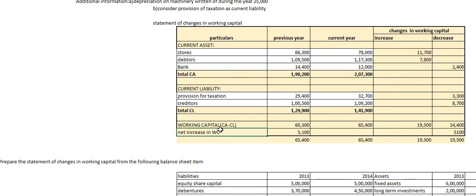So your net increase in working capital is 5,100. I'm sure this is how the statement will be prepared. First, you consider your working capital, which is current assets minus current liabilities. Then you show whether it is a net increase or decrease in working capital. And you finally show your total. So your previous year total should be equal to your current year, and then the increase amount total should be equal to your decrease amount.